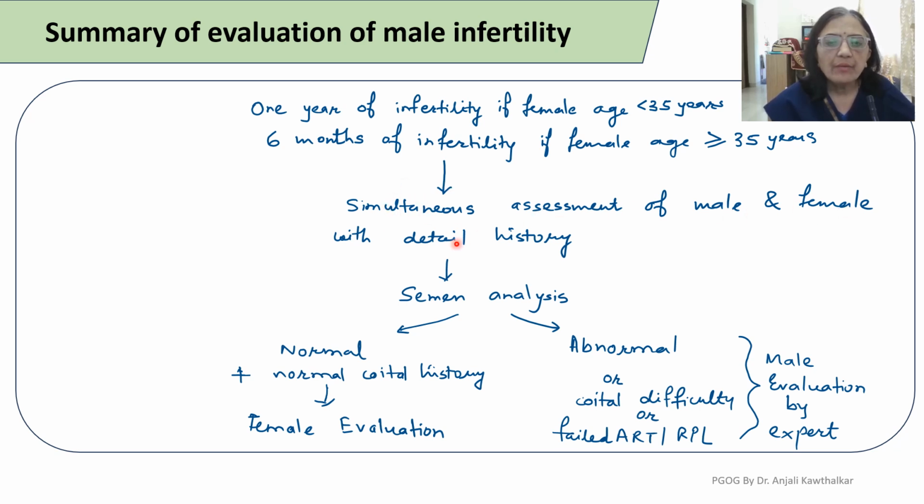Simultaneous assessment of male and female should be done with detailed history whenever a couple approaches with a history of infertility. The next step should always be semen analysis. If it is normal and there is a normal coital history, then we can focus only on female evaluation. If semen analysis is abnormal, or there is any coital difficulty, or failed ART, or a history of recurrent pregnancy loss, these will be the indications to proceed with male partner evaluation.